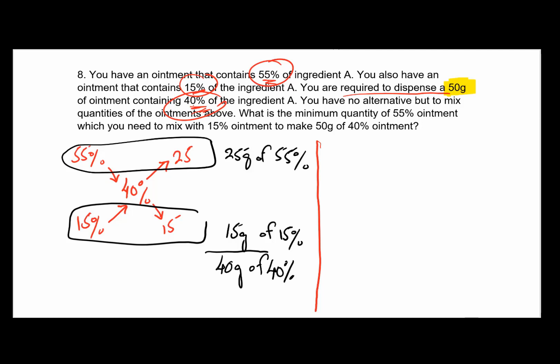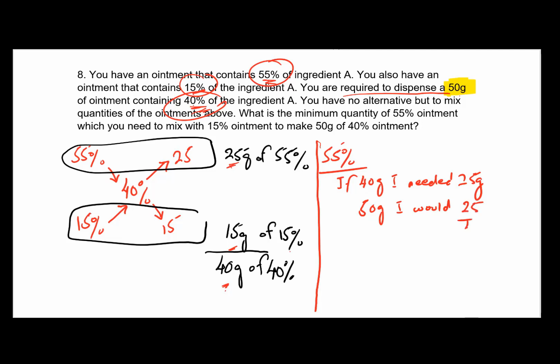We know the amount we will need for every cream, 55% and 15%, but that will give us 40 grams. But we have to make 50 grams. So now for every cream, I will work out the quantity separately. Let's do it for 55%. If for 40 grams I needed 25 grams, so for 50 grams I would need 25 divided by 40 times 50, which is 31.25.